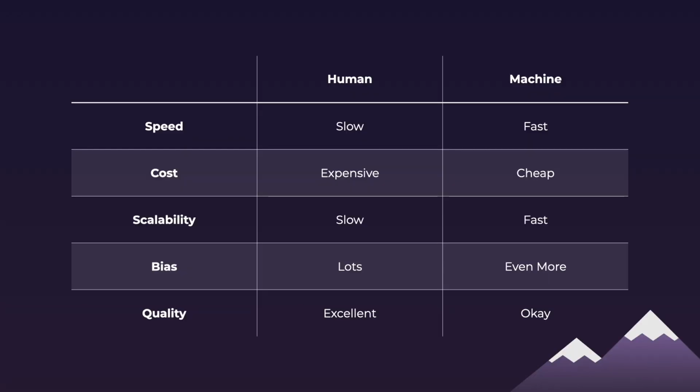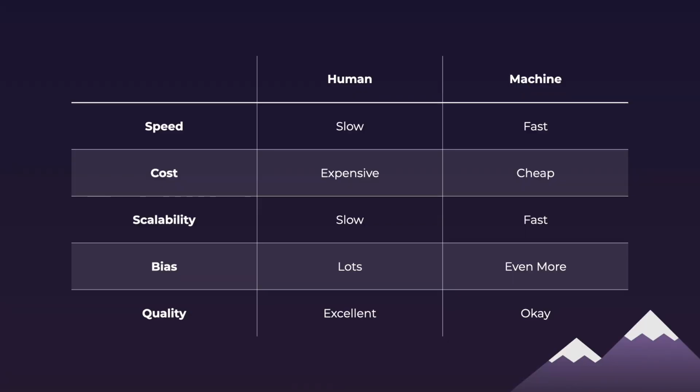To see what I mean, let's compare a human to a machine learning system. When it comes to image recognition problems, you'll see what I mean. When it comes to speed, a human is slow, a machine is fast. When it comes to cost, a human is expensive, a machine is cheap. And when it comes to scalability, hiring more humans is very slow, but spinning up more machines is very fast. So much for humanity. But it's not all good news for the robot overlords.